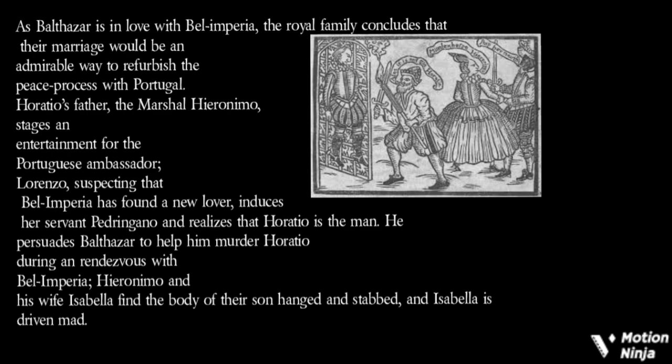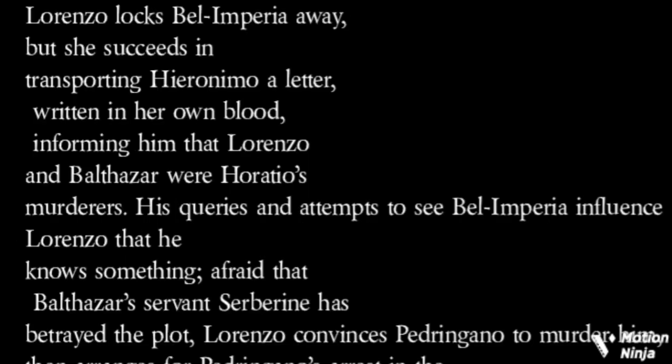Hieronimo and his wife Isabella find the body of their son hanged and stabbed, and Isabella is driven mad. Lorenzo locks Bel-imperia away, but she succeeds in transmitting to Hieronimo a letter written in her own blood, informing him that Lorenzo and Balthazar were Horatio's murderers.